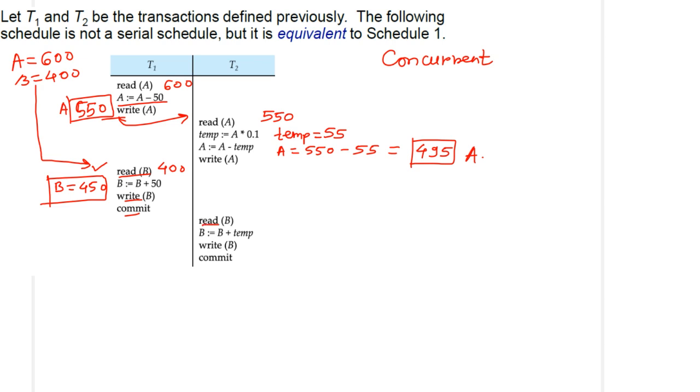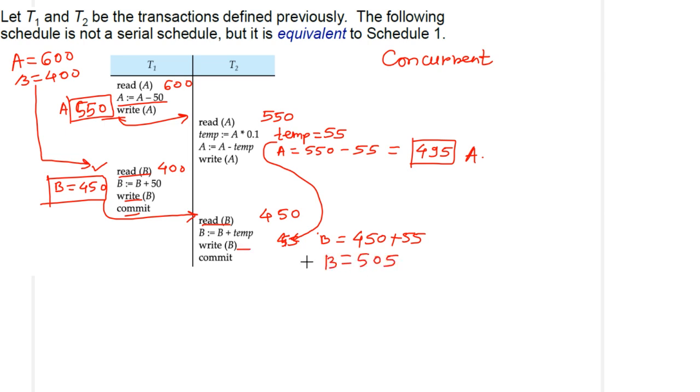Here next come to this T2 transaction, that is read B. So B will be read from here. So B is equal to 450. Now 450 plus temp, the value will come from here, right? So this is 55, right? So B is equal to B plus temp. So 450 plus the temp value 55. So B will become 505, right? So this is then write and commit.